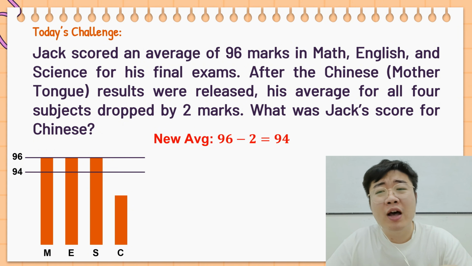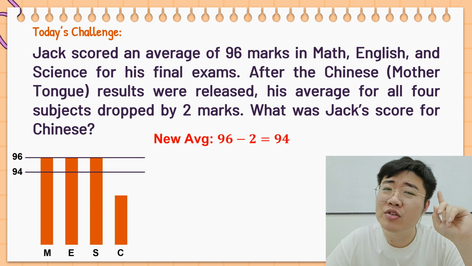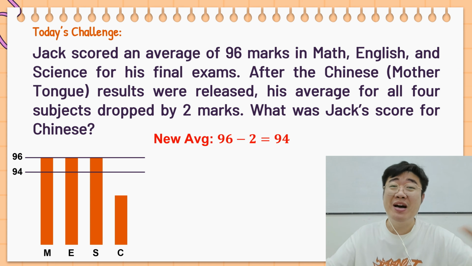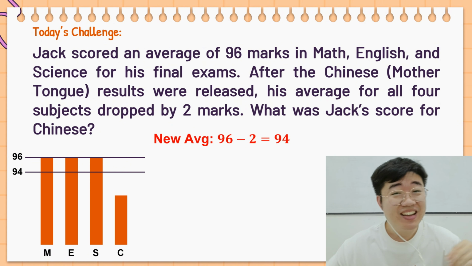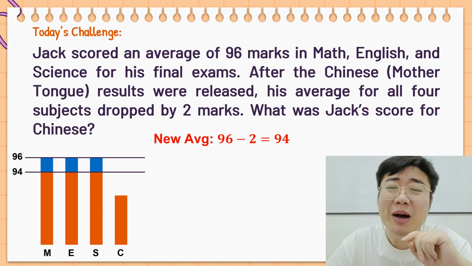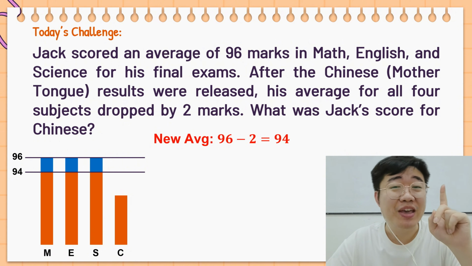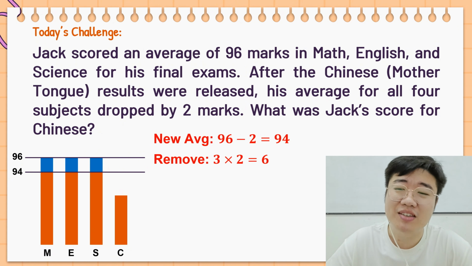Now from the previous example, what do we do to the extra, those above the new average? We must give it to those who have less. So let's remove this part from here. Now remove 2 marks from each subject. How many in total? Perfect. We have to remove a total of 6 marks here.